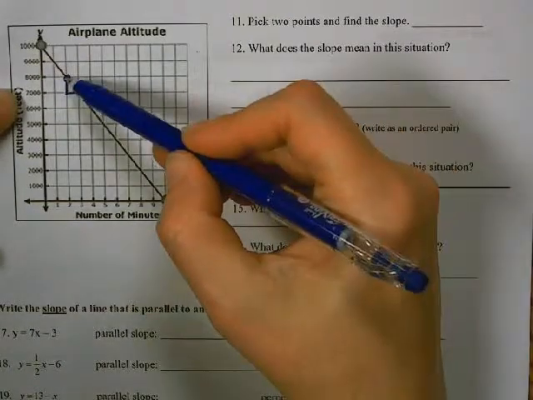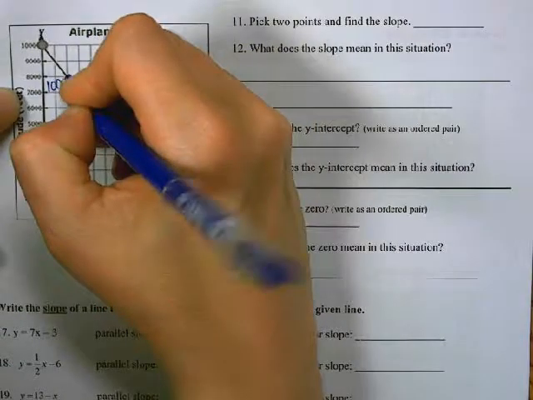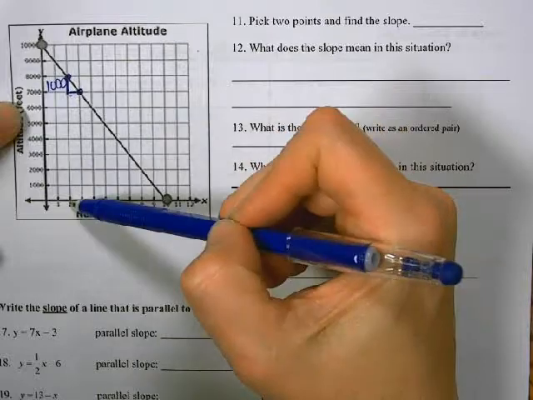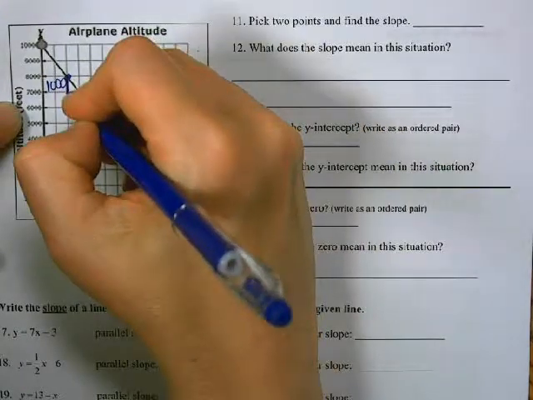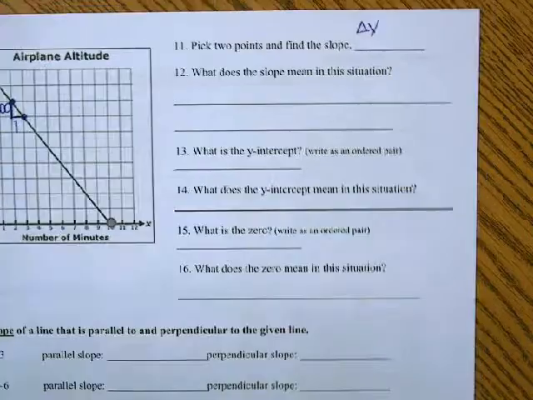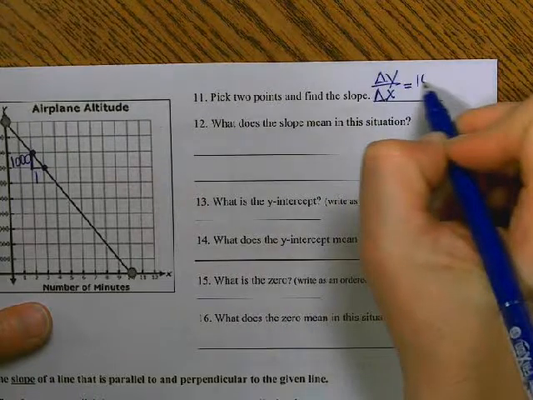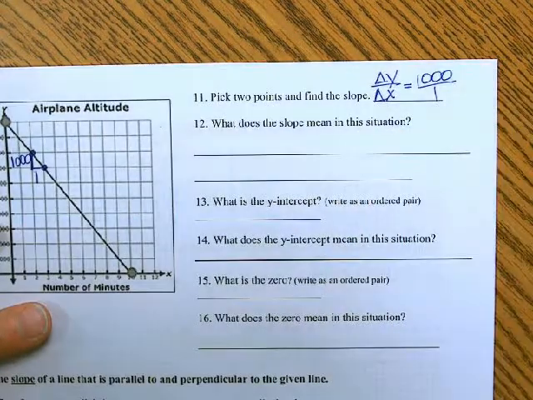So how much is it from 8,000 to 7,000? That's 1,000. And how much is it across in one place? 2 to 3. It's only 1. So my slope is going to be change in y over change in x, and that's going to be 1,000 over 1.